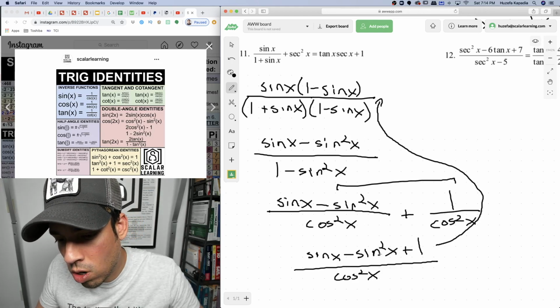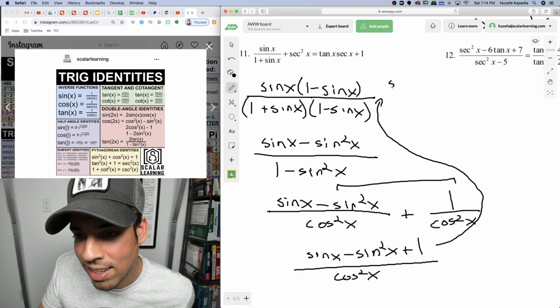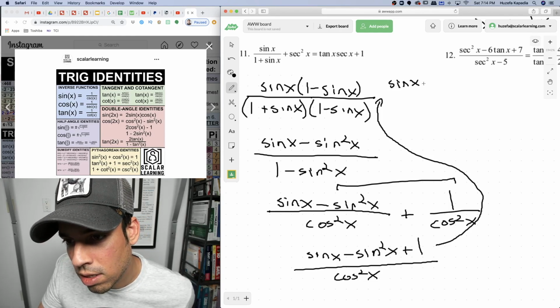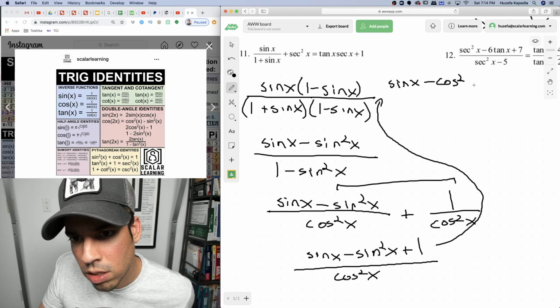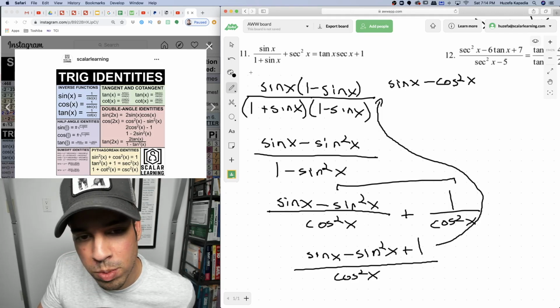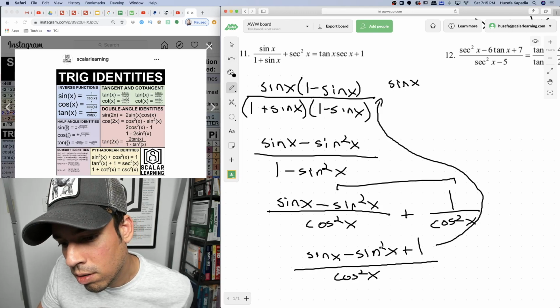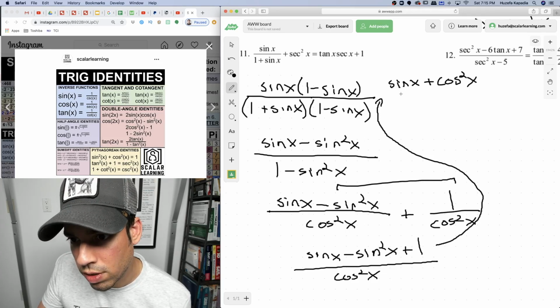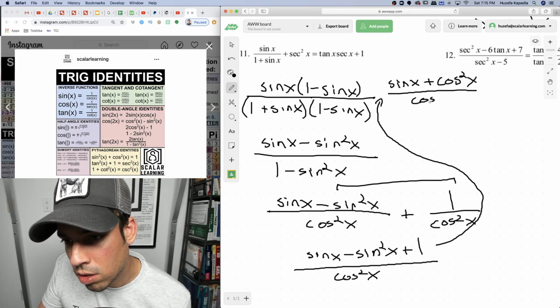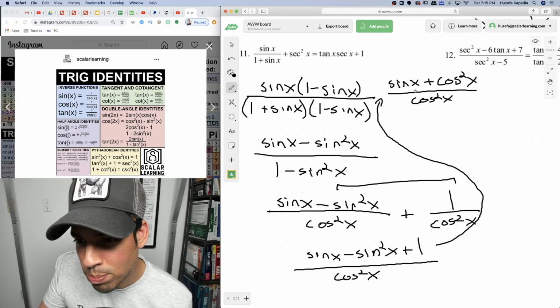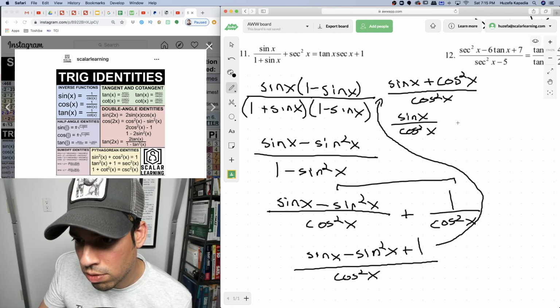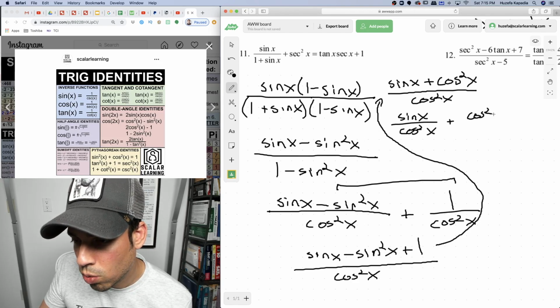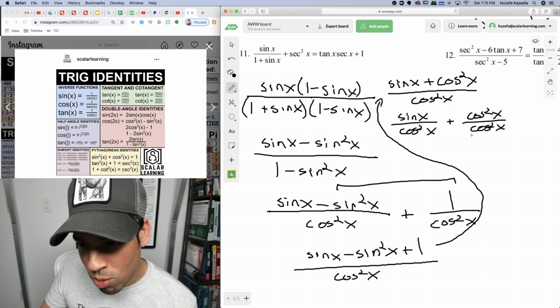So now I'm going to change the 1 and the minus sine squared to a cosine squared x. So now I got sine of x minus cosine squared of x, plus cosine squared of x, because 1 minus that is positive cosine squared of x, over cosine squared of x. And now since I got two terms, I can actually split this into two terms. I can say sine of x over cosine squared of x plus cosine squared of x over cosine squared of x. Okay, last but not least, we're almost there.